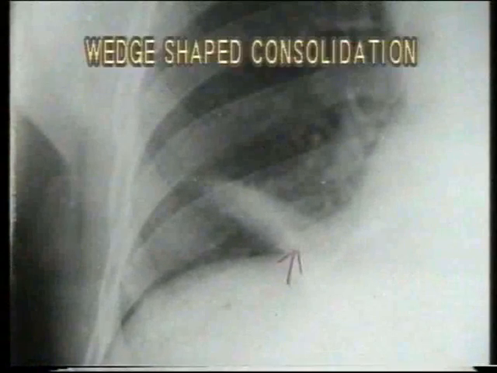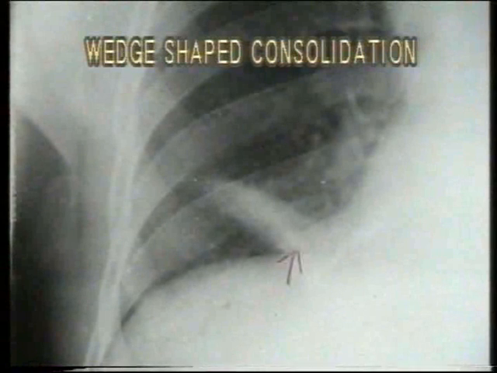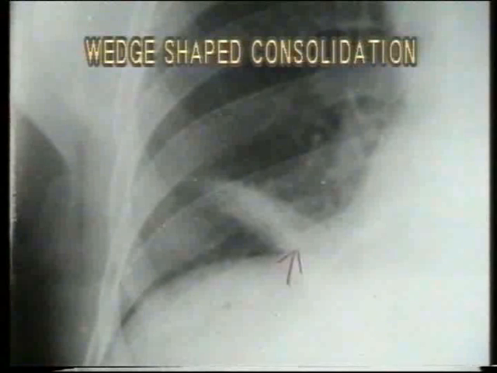This X-ray shows a segmental collapse in the right lower lobe. This was seen in an elderly patient suffering from deep vein thrombosis in his left leg who developed severe right-sided chest pain. The pulmonary emboli almost always involve the lower lobes. Note the wedge-shaped shadow of a segmental collapse.